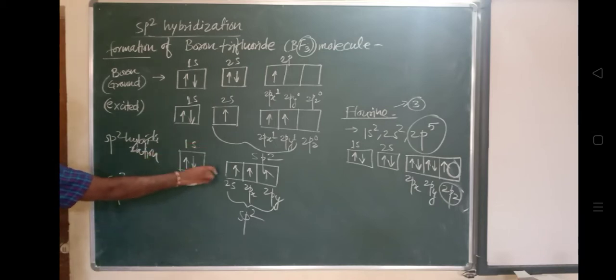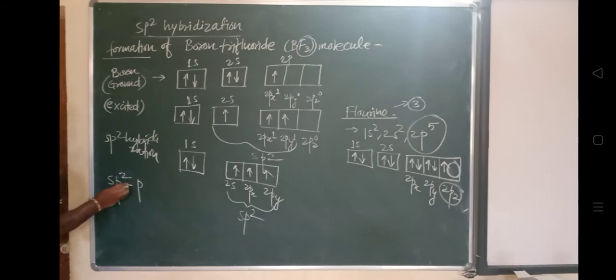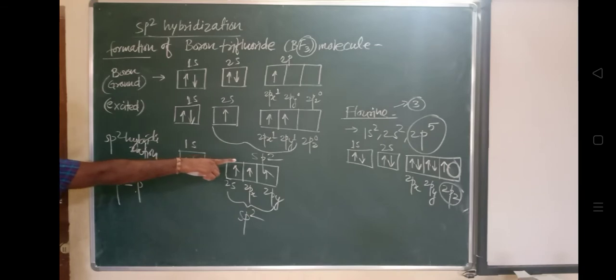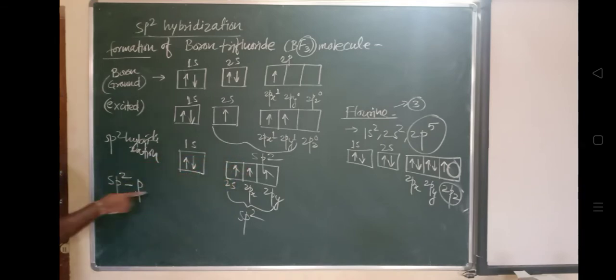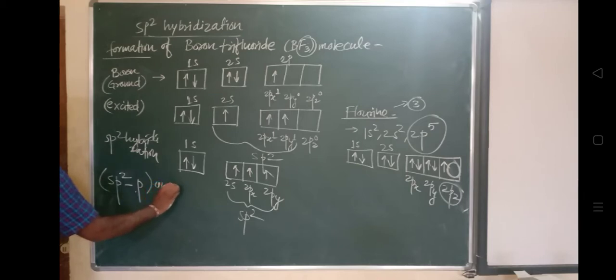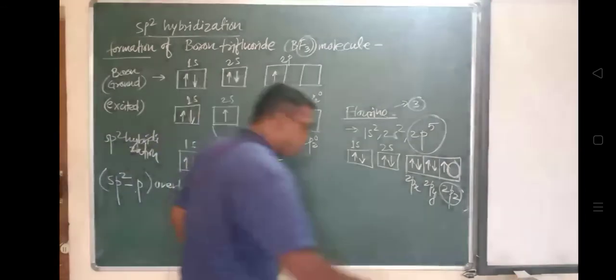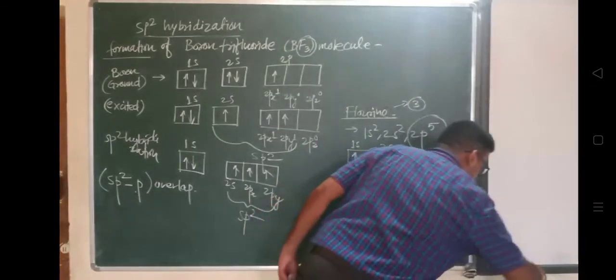So we will draw the geometry here. The geometry of the BF3 molecule is trigonal planar. Geometry will be trigonal planar geometry. So how is that?